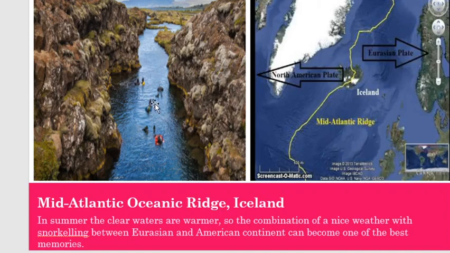enjoying their snorkeling activity during summer, because during summer we have clear waters that are warm. So the combination of nice weather with snorkeling between the Eurasian and the American continent can become one of the best memories. So you can see here, this could probably be the North American plate, and this one could be the Eurasian plate. So people here have very good memories of snorkeling in the middle of two plates that are diverging. So we say that these are actually oceanic plates.